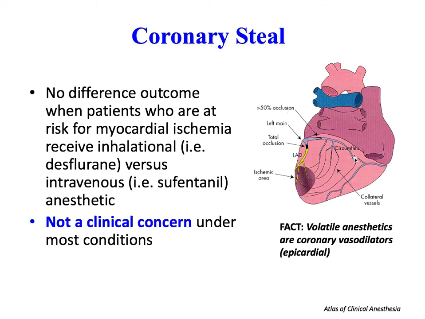And volatile anesthetics are coronary epicardial vasodilators. And there was worry in the past about the potential for coronary steal with volatile anesthetics. However, there's no difference in outcome when patients who are at risk for myocardial ischemia have this steal-prone coronary anatomy, receive inhalational anesthetics, for example, desflurane versus, for example, intravenous sufentanil-based anesthetic. And it doesn't appear to be a major clinical concern under most conditions.